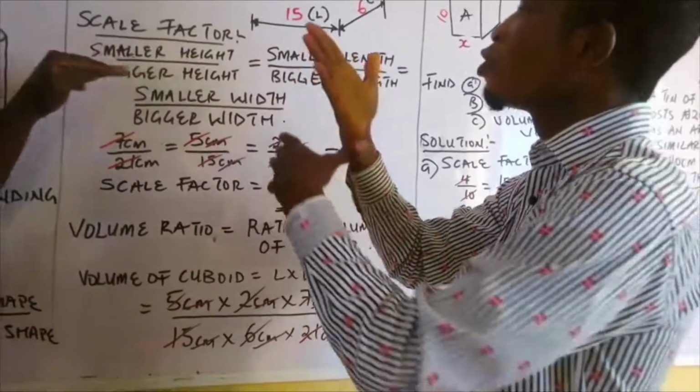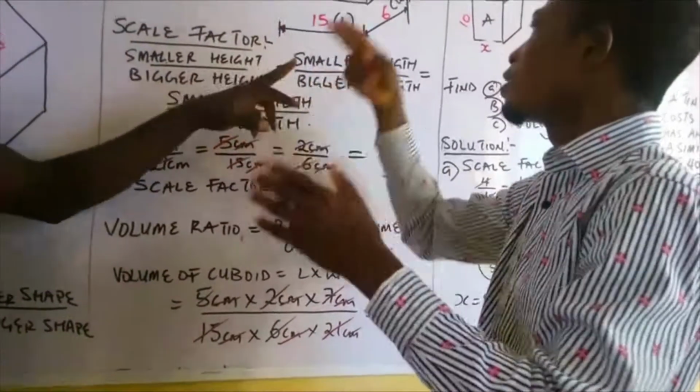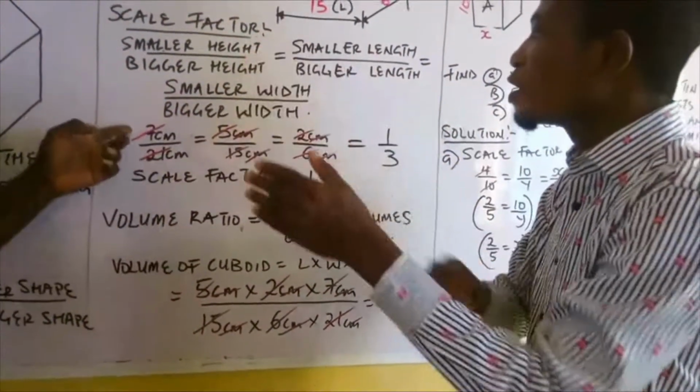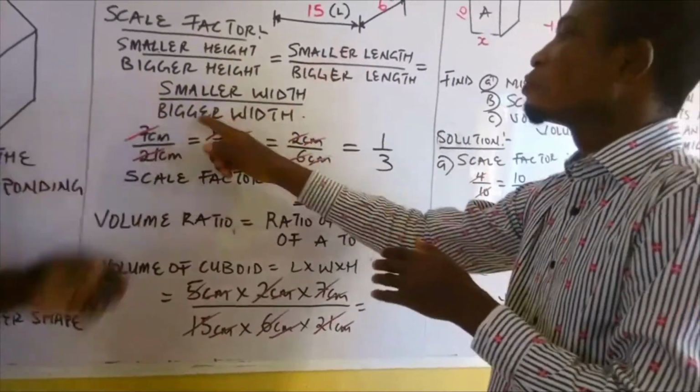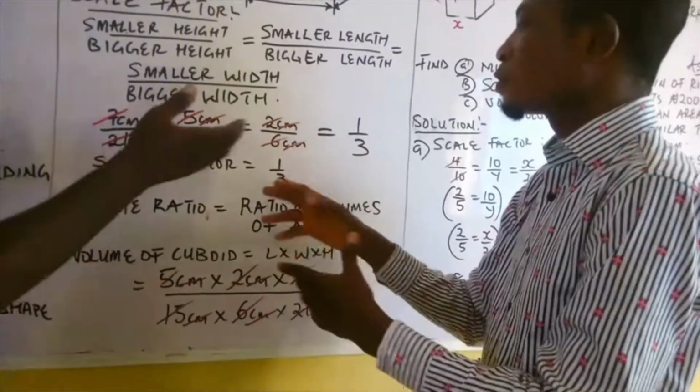Scale factor: smaller height over bigger height, smaller length over bigger length, smaller width over bigger width. So we have 7 centimeters over 21, 5 over 15, 2 over 6, all in centimeters.